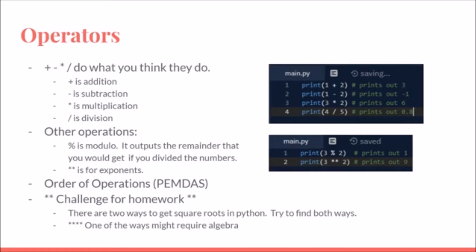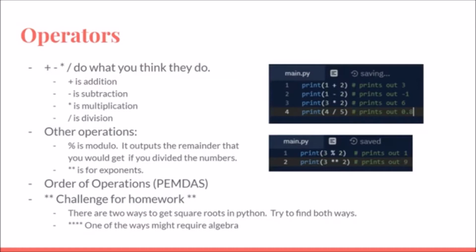The percent symbol is called modulo, and it basically gives you the remainder that you would get if you divided the numbers that you put in there. So if you look at the right side of the slides, you can see print 3 modulo 2. It prints out 1 because when you divide 3 by 2, you're left with a remainder of 1. And that's basically what's put into your console.